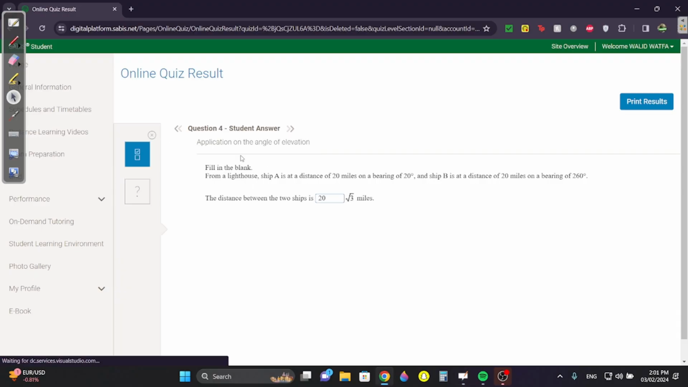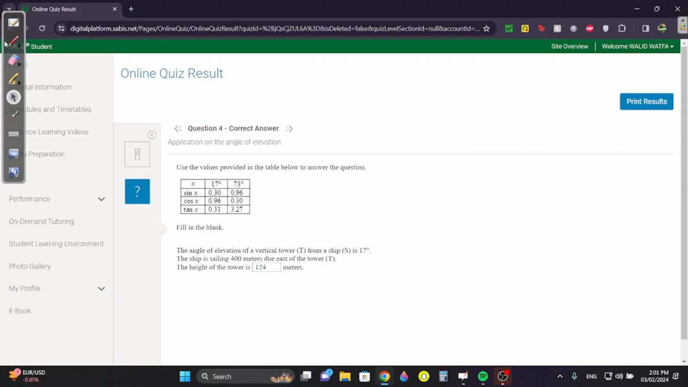Question 4. The angle of elevation of vertical tower T from a ship S is 17 degrees. So again, draw this. This is the tower T. Then they have ship S, which is 400 meters east of the tower. So 400 meters, you have S over here. They're saying it's 17 degrees, so this angle over here will be 17 degrees. They want the height of the tower, we say h.